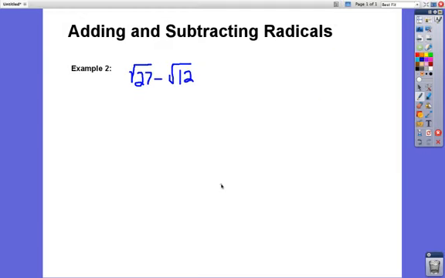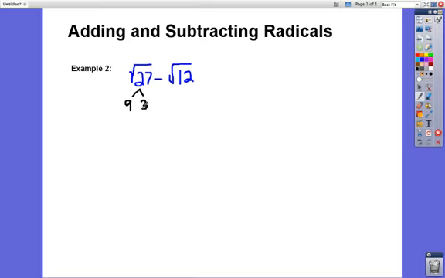Okay, so for our second example, we have the square root of 27 minus the square root of 12. So in this problem, our square roots are not the same, okay, which means they're not like terms. So what we want to do is break these two square roots down and see if they could potentially have the same square root. So if we start with 27, we figure out what numbers multiply to 27. We know those numbers are 9 and 3.